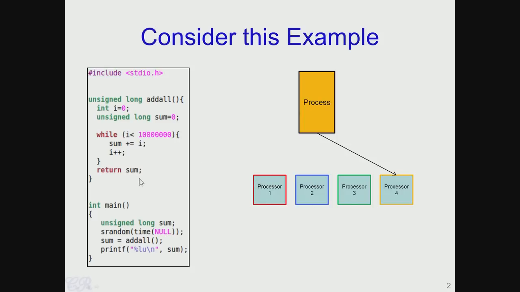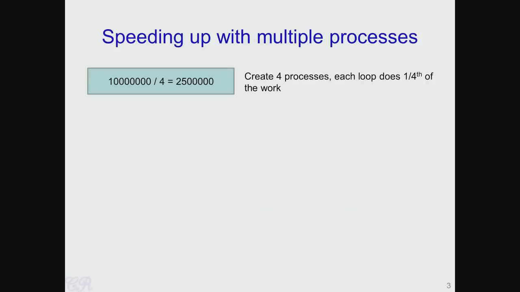So, what can we do better to make this program parallelizable and make it execute on all these 4 processors? We will take 10 million numbers and divide it by 4 to get 4 quarters of 2.5 million each. Then we would create 4 processes, and each process will loop through a quarter of these numbers.